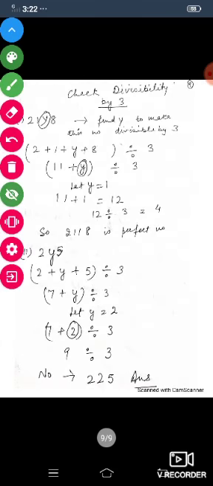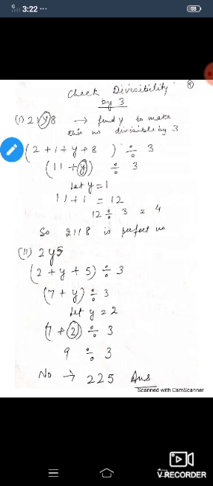Now we have to check the divisibility by 3. I have taken the number 21y8. Instead of y, we have to write a digit. Find y to make this number divisible by 3. So I'll add up these digits: 2 plus 1 plus y plus 8, divided by 3. So it becomes 11 plus y divided by 3.